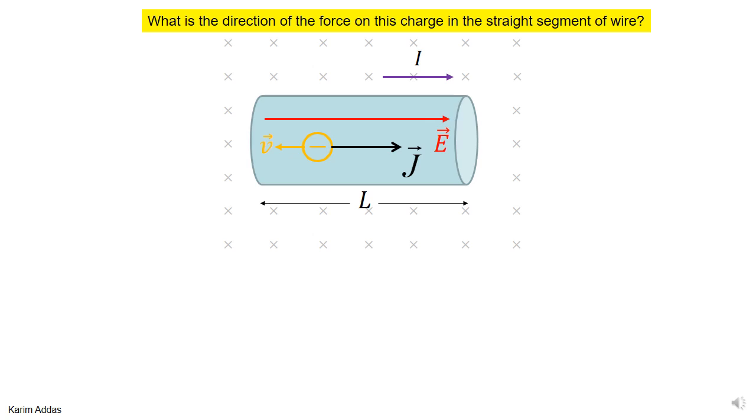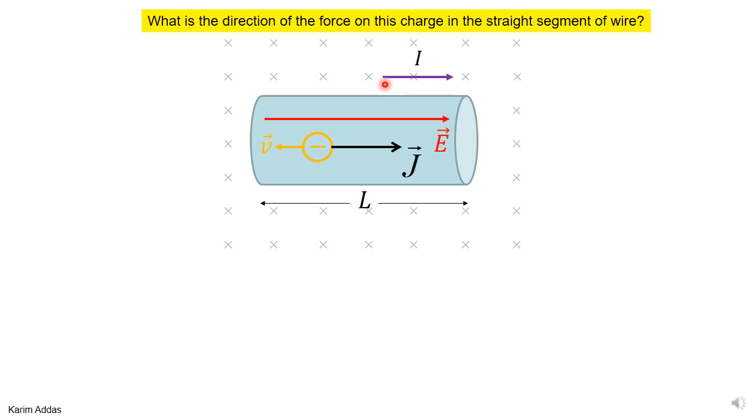In this part, we want to see how to get the force on a segment of wire. So this wire is just a straight segment of wire, a small segment of length L, and the current in the wire is to the right, of course, as usual.